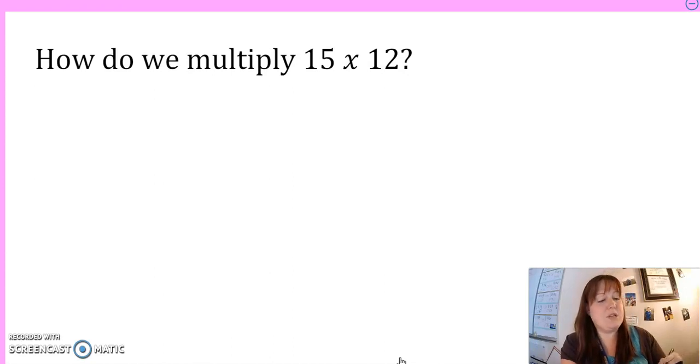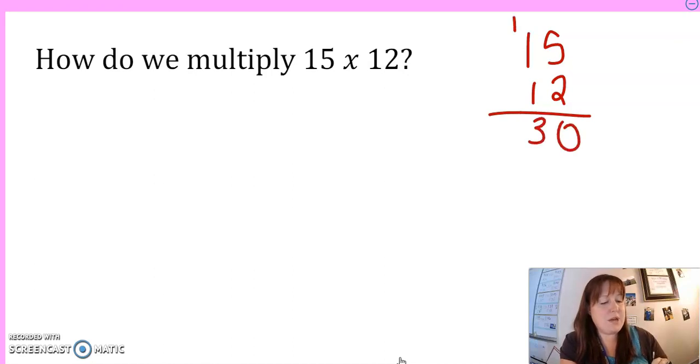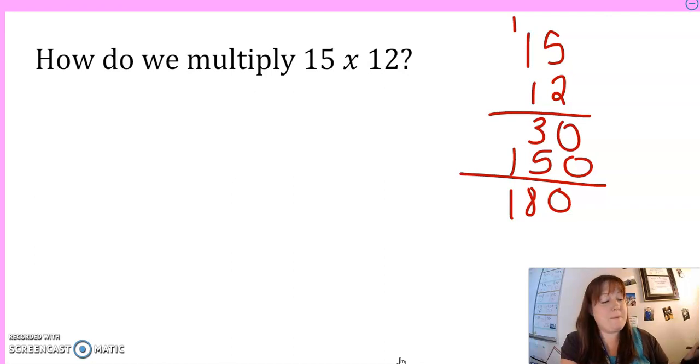A lot of you guys would think, well, the first way a lot of people think is, I just stack them on top of each other, and I multiply. I get 10 and 3, and then 0, and then 1 and 5 is 5, and 1 and 1 is 1, and I get 180. So that's one way some people do it.